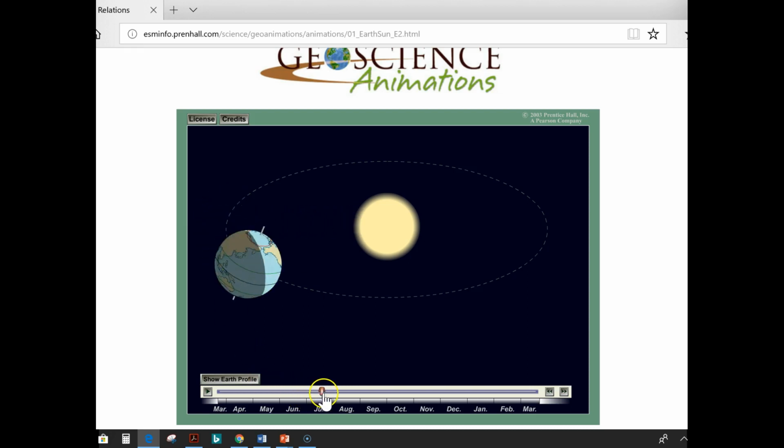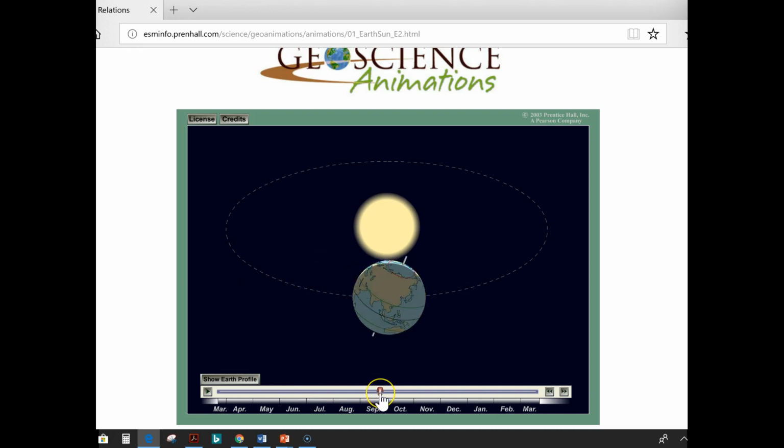As we move around throughout the year, when we come to this position, September 21st, this is what we call the fall equinox. We call it the equinox because the day and night are of equal length. The northern hemisphere is pointed neither towards nor away from the sun.